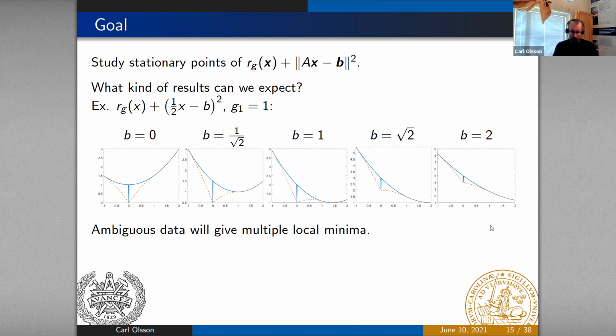So there will be local minima sometimes, and whether there are, how they are distributed depends on how ambiguous the data is. If we have really ambiguous data, we cannot hope to do some global optimization here.